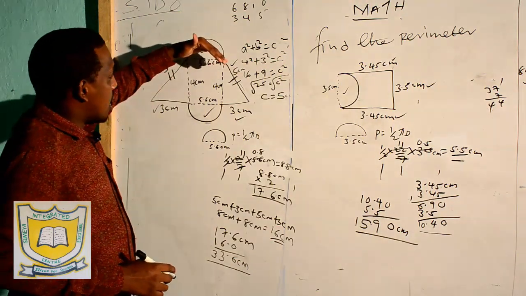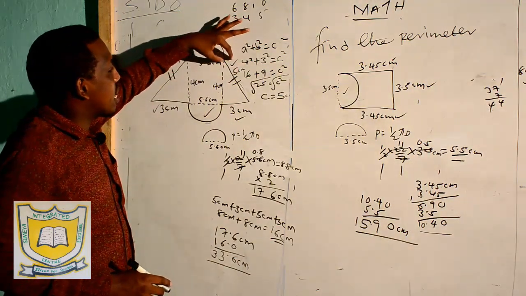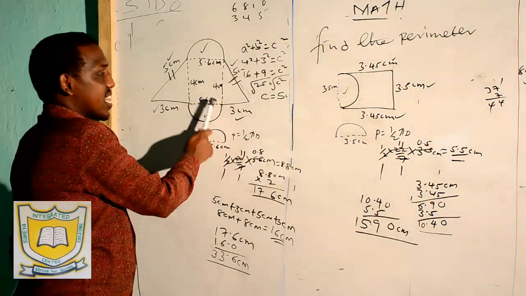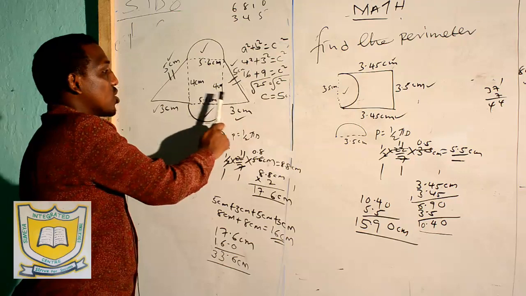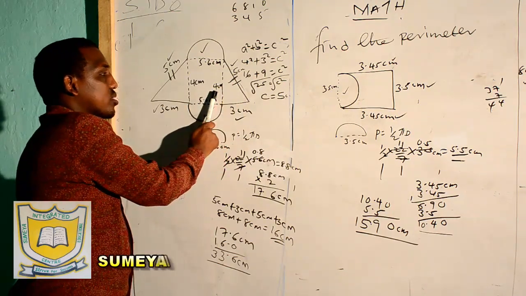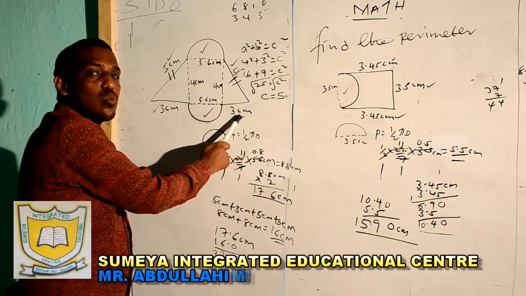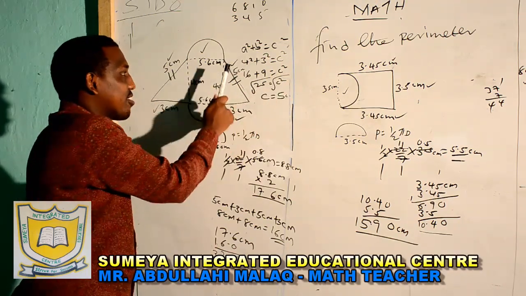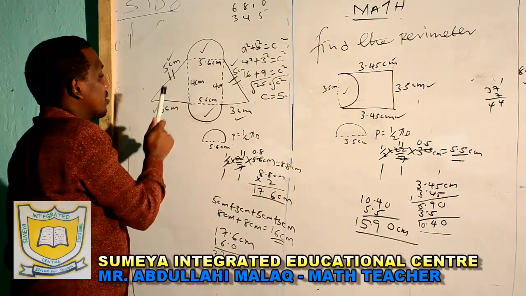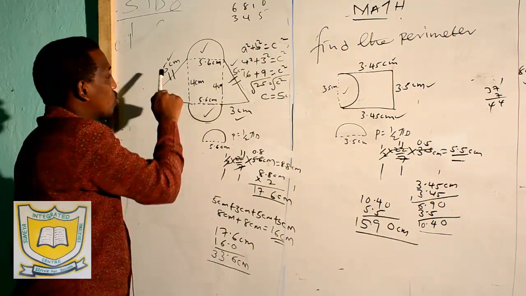Then you come and find the hypotenuse of these two right angles. Here is 3, here is 5, here will be 5. Here is 4, here automatically will be 5. 3 times 3, 9. 4 times 4, 16. 16 plus 9, 25. Square root of 25, 5. So if this side is 5, here also will be 5, because 4 times 4, 3 times 3, you add, 25, square root is 5.